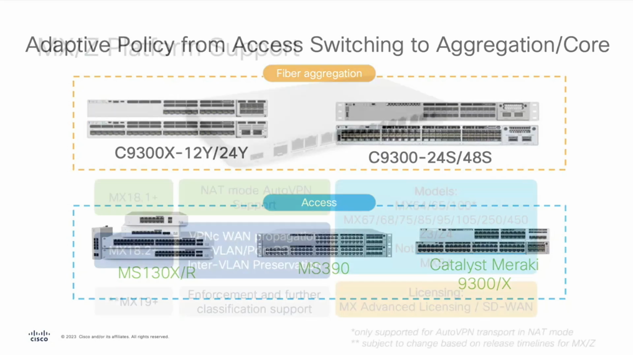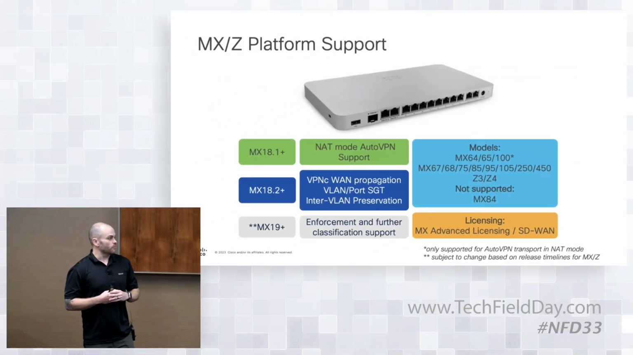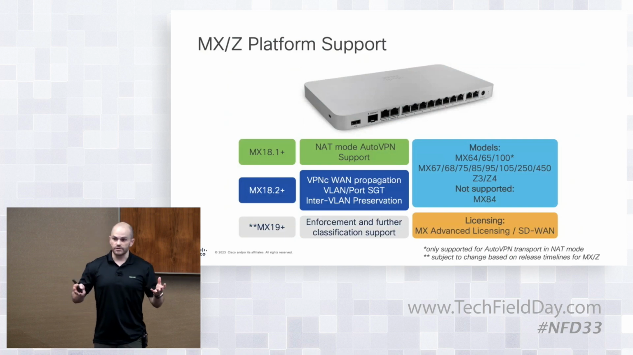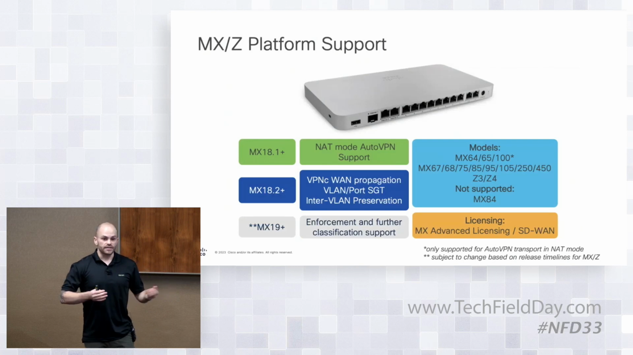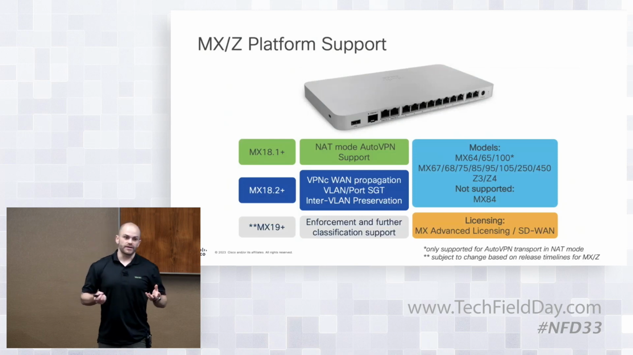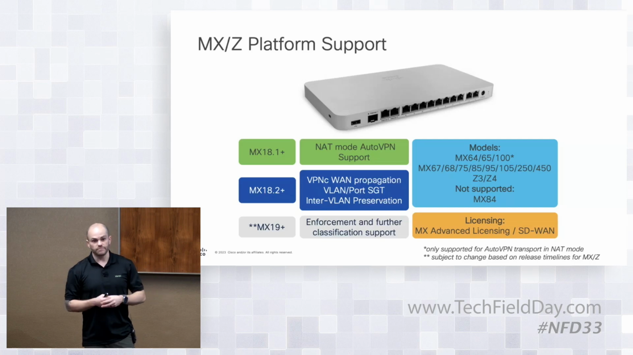But we don't just have support in our switching portfolio. We recently added support in the MX and Z platform so that we have the ability to, in the first release for 18.1, propagate SGTs, preserve them over AutoVPN so that we can have policy expand beyond a single site. 18.2, we start adding in a bit more functionality like VPN concentrator support so that you can have big head-end VPN concentrators and still carry that context. And 19 and on, we're going to be adding more and more functionality, really rounding out the enforcement portion and making sure that if you have a teleworker appliance, you can do full policy enforcement and control.